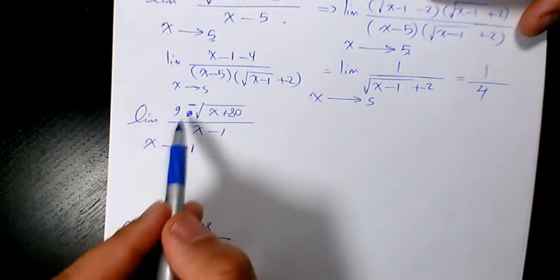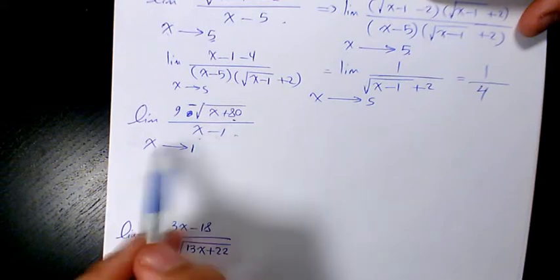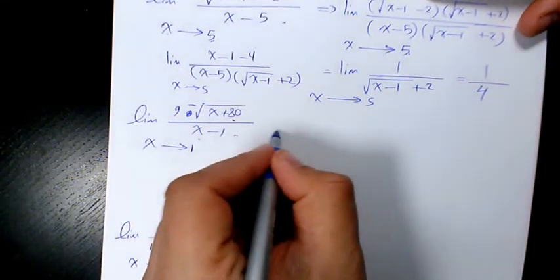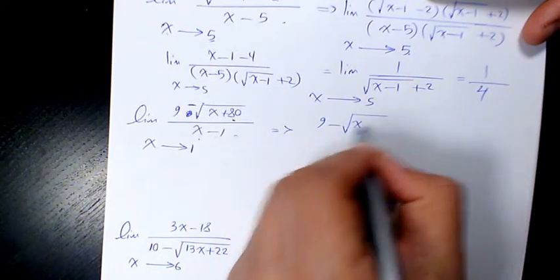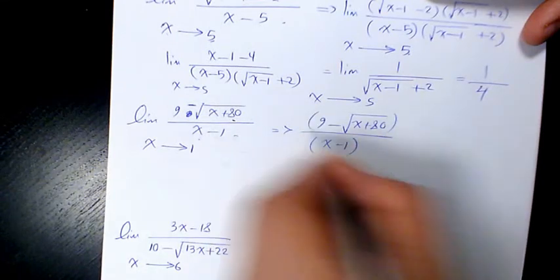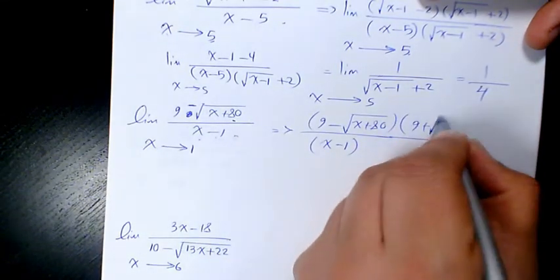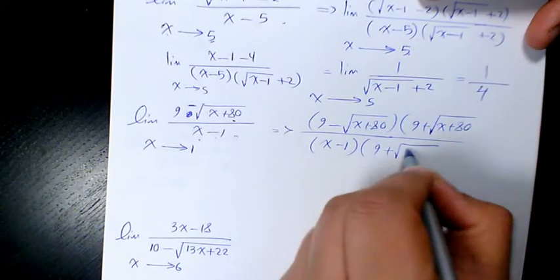Next one is limit of 9 minus square root of x plus 80 over x minus 1 when x is approaching 1. So that's going to be 9 minus square root of x plus 80 over x minus 1 times 9 plus square root of x plus 80 over 9 plus square root of x plus 80.